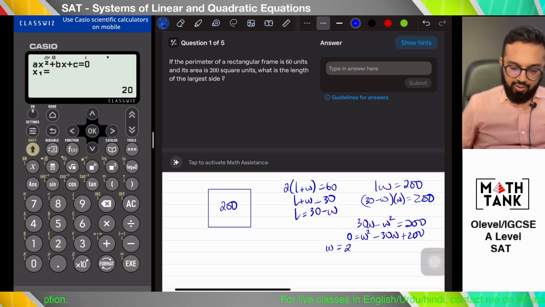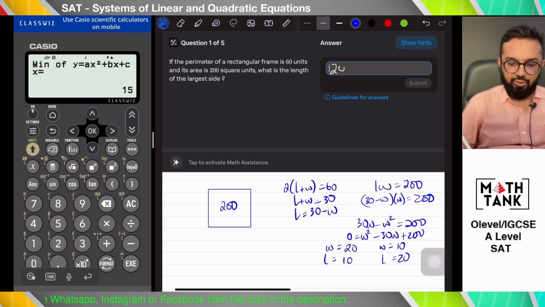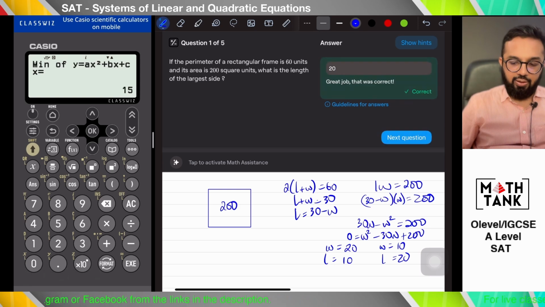W equals 20 and W equals 10. So if W is 10, L must be 10 and L is 20. So 20 should be the largest, whether it's the length or the width.